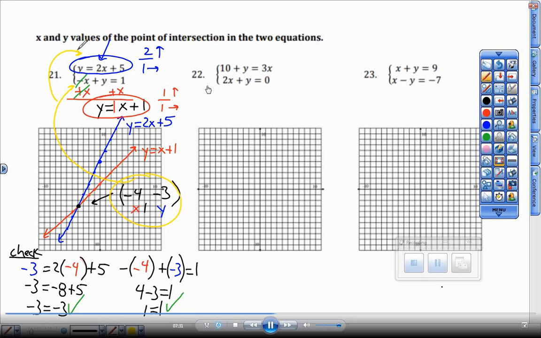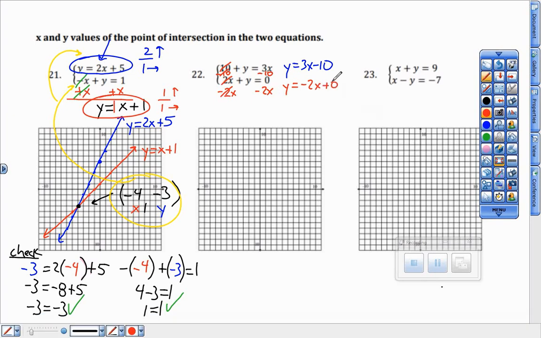Okay, next problem. You need to solve both these for y. So this one, to get y by itself, all I need to do is take away that 10 to both sides. Cancels away, and that gives me y equals 3x minus 10. Can't subtract those. Get in the habit of writing the x term first. This next one, minus 2x. We'll get that one's y all by itself. Minus 2x, minus 2x. That gives me y equals -2x plus 0.